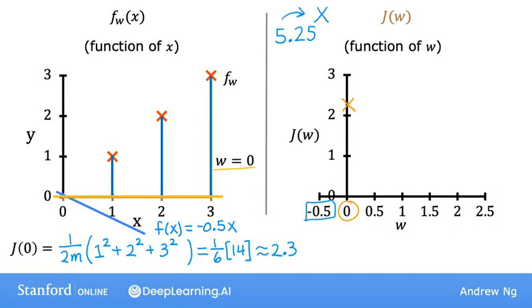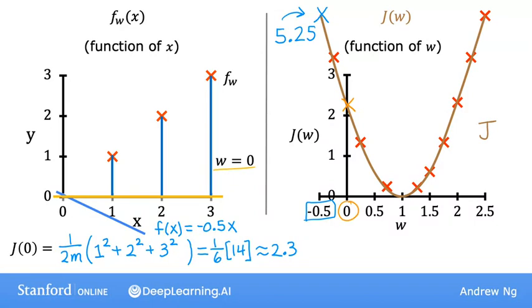And you can continue computing the cost function for different values of w and so on and plot these, right? So it turns out that by computing a range of values, you can slowly trace out what the cost function j looks like. And that's what j is.